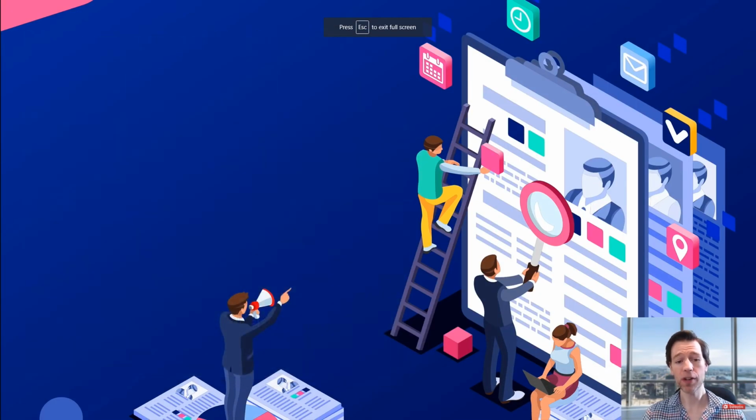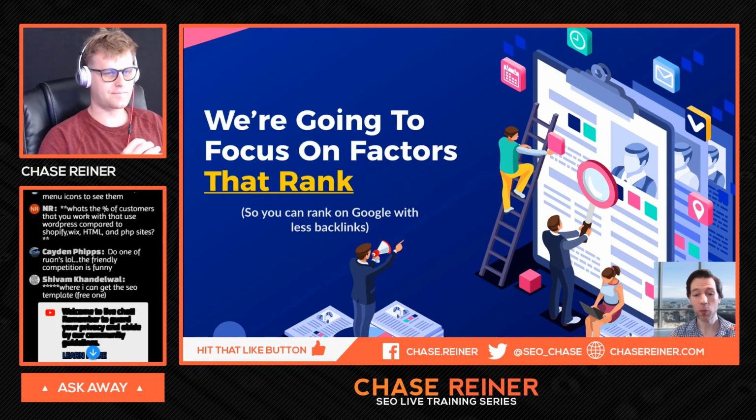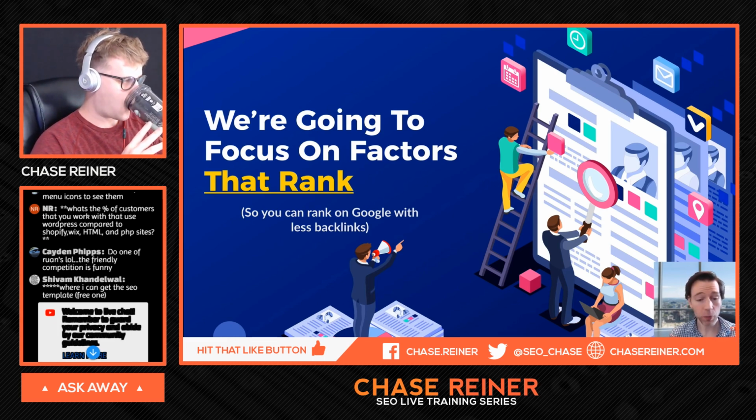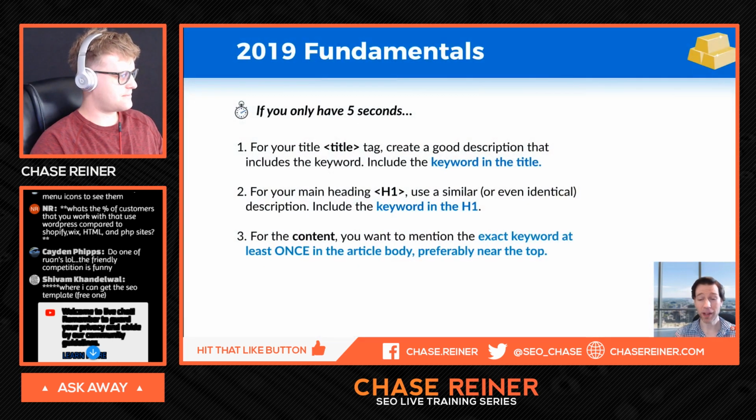So first, we're going to start with the ranking factors. So we're going to focus on the ranking factors that really make a difference with rankings on Google. So you could rank on Google with less backlinks. All right. So the 2019 fundamentals, if you only have 5 seconds, this is going to be your big crash course into the bare essentials for ranking on Google.